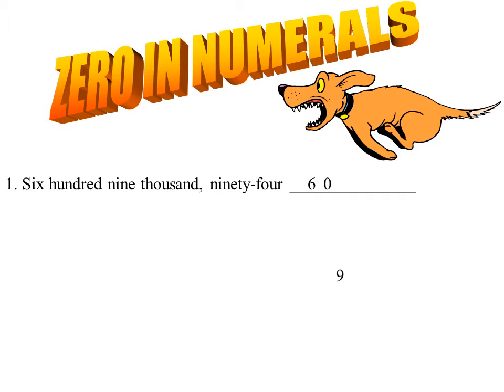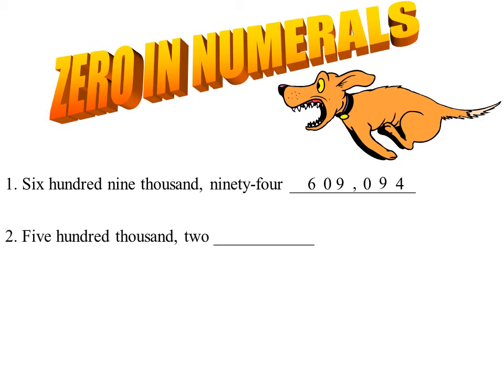Then we have 9 in the thousands place. Then we have to put the comma. Is there any number in the hundreds place? No. So we have to put 0, then 94.